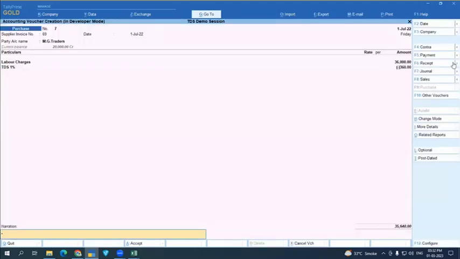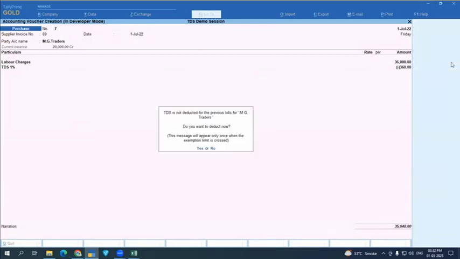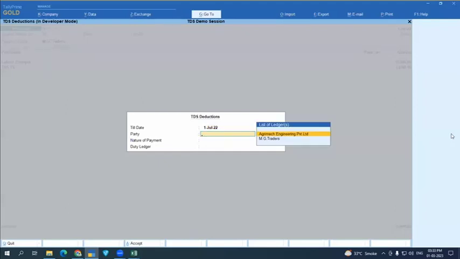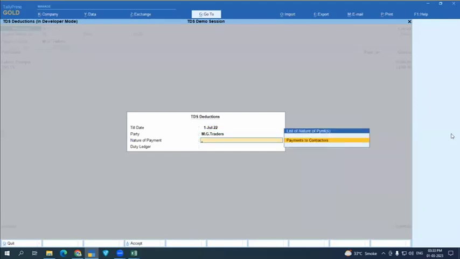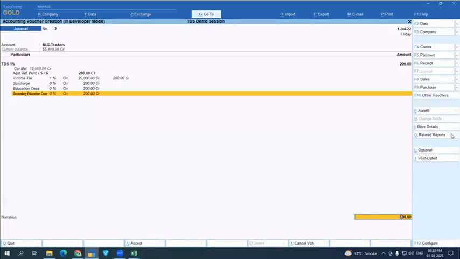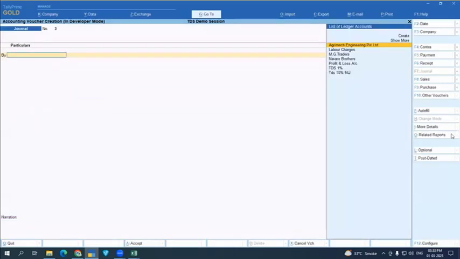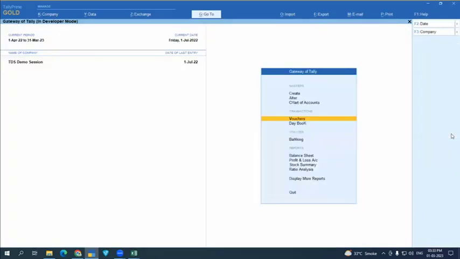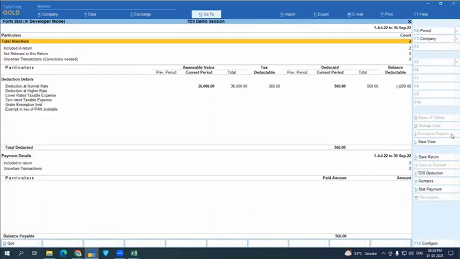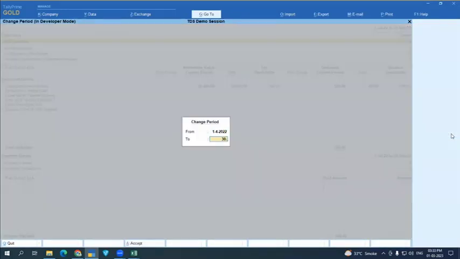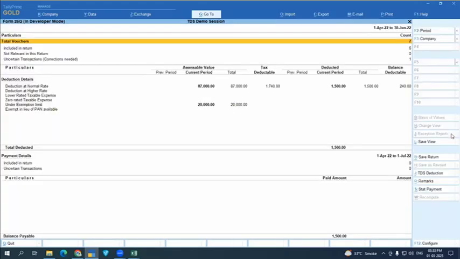Now see, when the limit is crossed in the next quarter, accept. Obviously in MG Traders' case, this is the first time the limit is crossed. Tally is prompting me with one message. I am putting yes, I want to deduct TDS for that party. I have to select MG Traders, payment to contractor, and the TDS ledger, just passing one entry. Done. Now see, the question asked was a very smart one. So this is the first quarter, 1st April to 30 June. What happens?